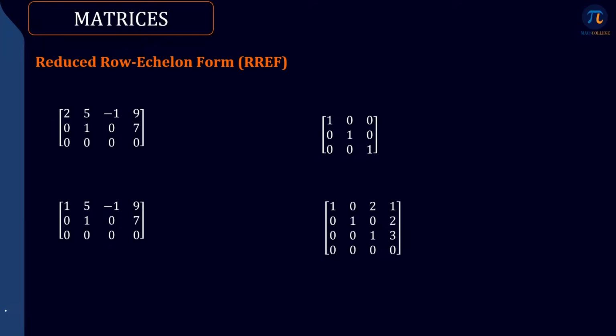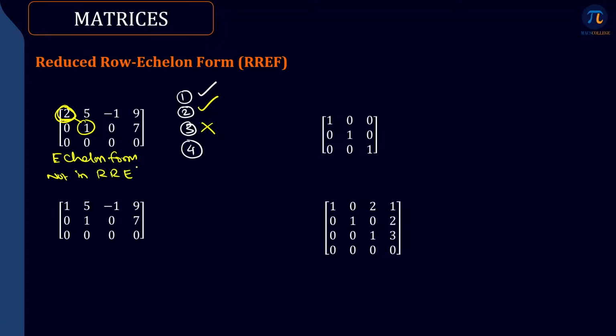Now let us check whether the 4 conditions are satisfied. We have to check 4 conditions. The 0 row is at the bottom, satisfied. Second condition, leading entries to the right side, satisfied. But the leading entry is 2, so the third condition failed. Because you want leading entries to be 1, that condition failed. So it is only in echelon form, but not in reduced row echelon form.